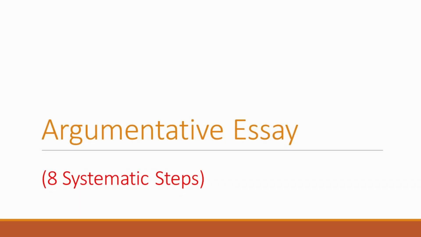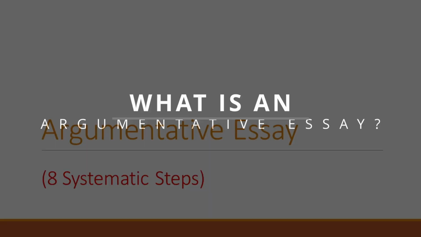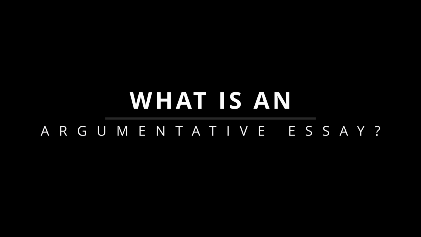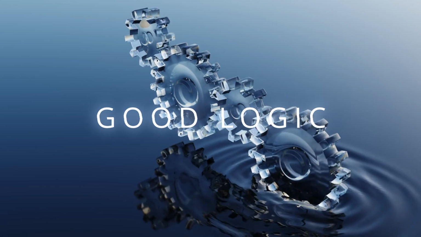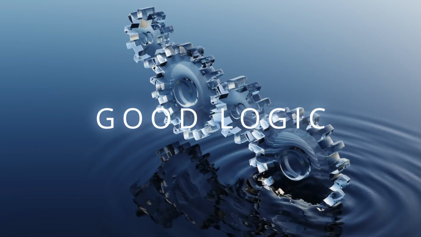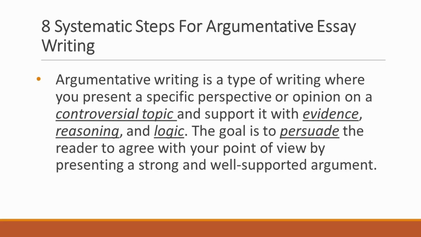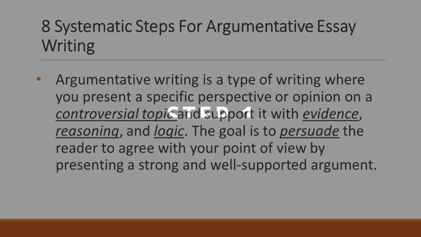So, you want to learn how to write an argumentative essay. Here are 8 systematic steps for argumentative essay writing. Argumentative writing is a type of writing where you present a specific perspective or opinion on a controversial topic and support it with evidence, reasoning, and logic. The goal is to persuade the reader to agree with your point of view by presenting a strong and well-supported argument.